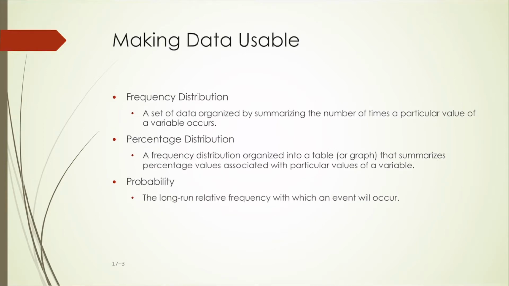Frequency distribution is a set of data organized by summarizing the number of times a particular value of a variable occurs. And we're going to take a look at that here in just a minute again. Then you also have percentage distribution, and that's a frequency distribution organized into a table or a graph that summarizes percentages associated with particular values of a variable. And again, we've got the graphs that are going to show these.